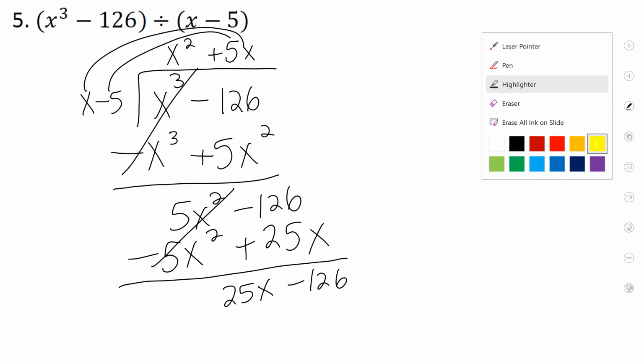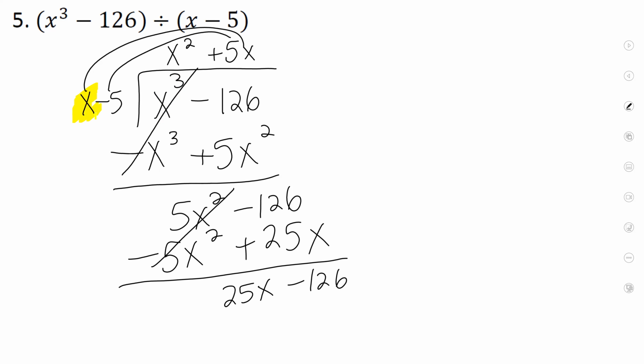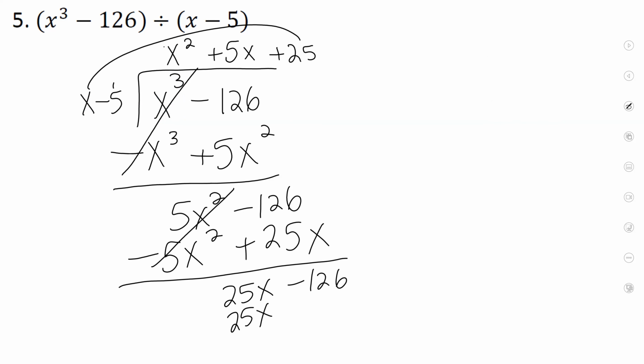Okay, let's repeat the process. X times what will give you 25x? 25. So everyone just put a plus 25 at the top. All right, let's multiply. X times 25 is 25x. Negative 5 times 25 is negative 125. What do we do? Change the sign. So this will be a minus, this will be a plus. 25 minus 25, that's just 0.